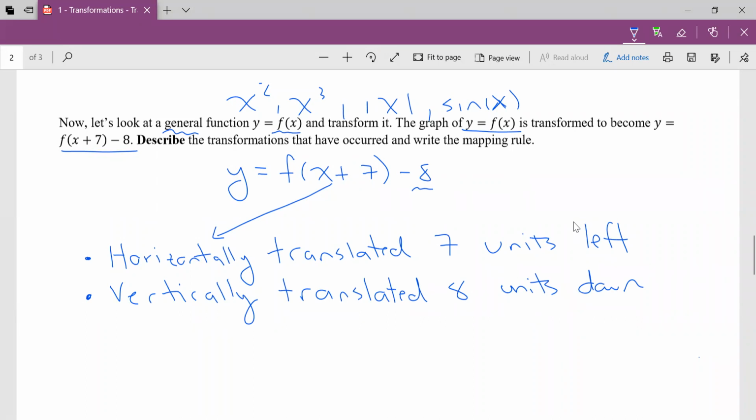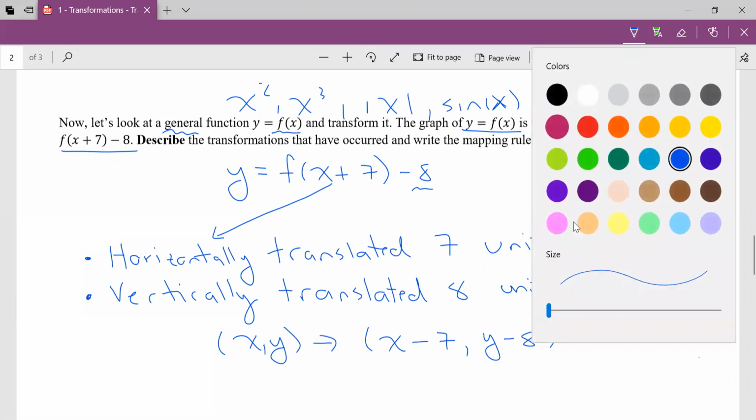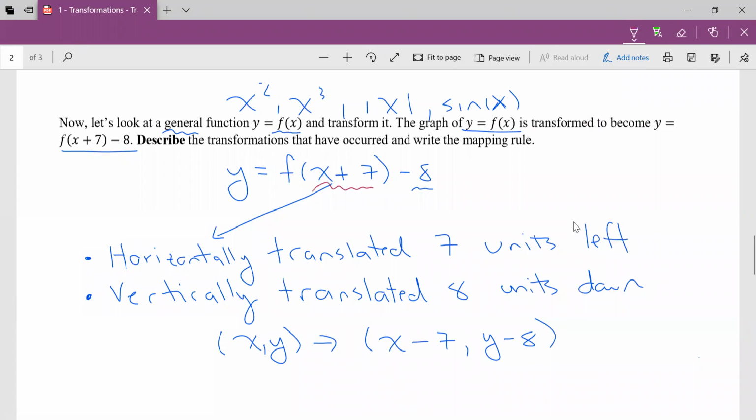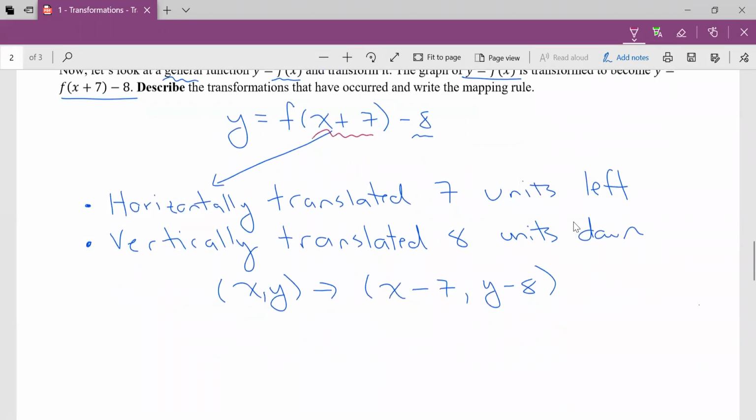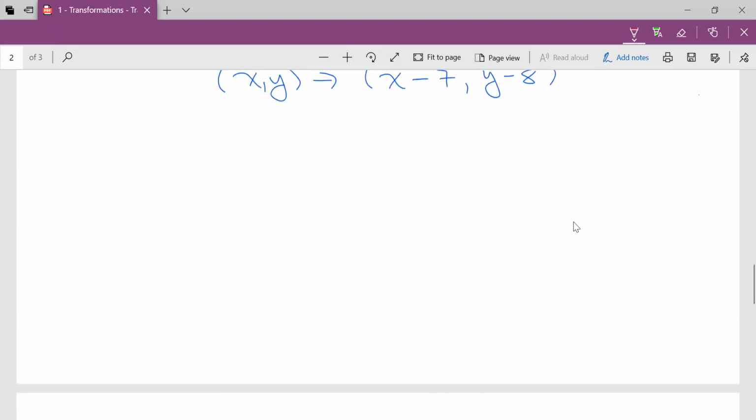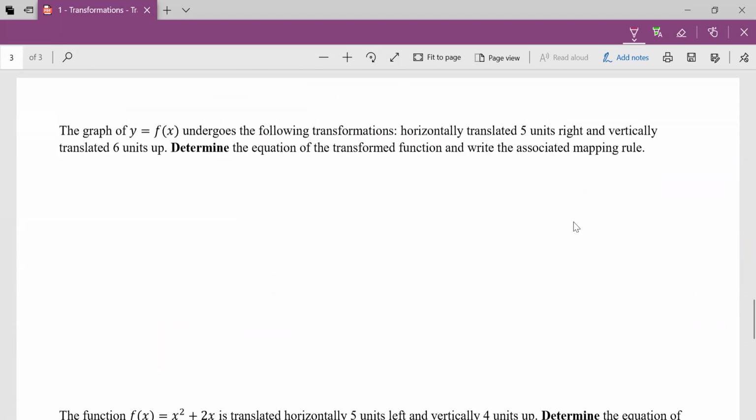Okay, what's our map? Sometimes you'll hear people call it an image point. Well, I've gone 7 units left, so I'm going to subtract 7. And I've gone 8 units down, so I'm going to subtract 8. What I'm hoping you're recognizing is, I don't really think it's a trick, but you've just got to recognize that what's inside the parentheses here is going the opposite direction. That's the big thing that sometimes when people are first learning this, they miss. Let's just try one more, my friends, and 2 more, and you'll see you've pretty much got this.